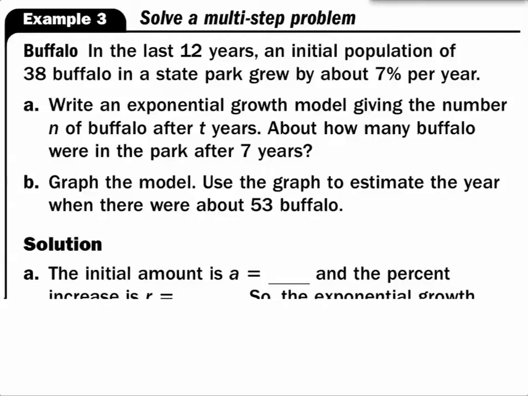Buffalo. All right. In the last 12 years, an initial population of 38 buffalo in a state park grew by about 7% per year. Be clear, this is the population that's growing by 7%. This is not intended to indicate that the buffalo themselves are each growing 7%. First, we're going to do part A. Write an exponential growth model giving the number n of buffalo after t years. And then how many buffalo were in the park after 7 years.